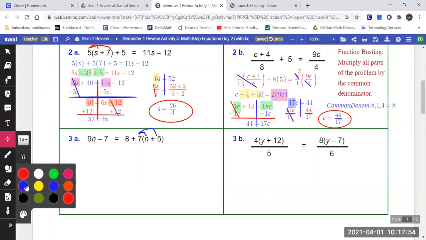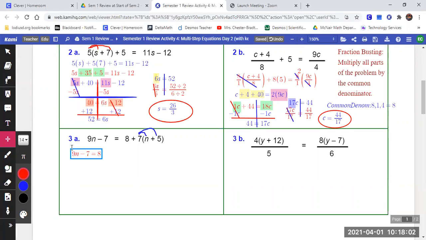Okay. So my 9n is still there. My subtracting 7 is still there. My equal is still there. The 8 is still there. But it's positive 7 times n and positive 7 times the 5. Now, if it had been negative 5, you would put negative 5 in there. If I had had a subtraction between, I should have a negative 5 in the parentheses. But I didn't. It was positive.